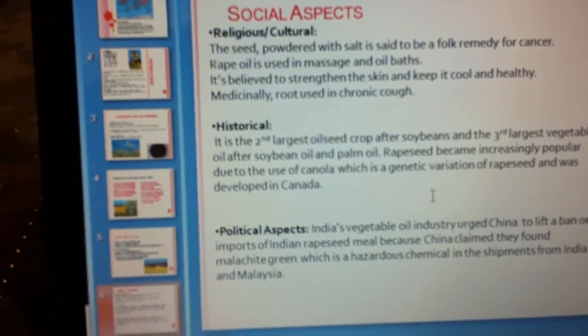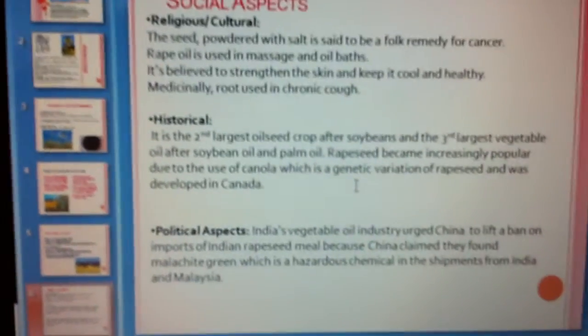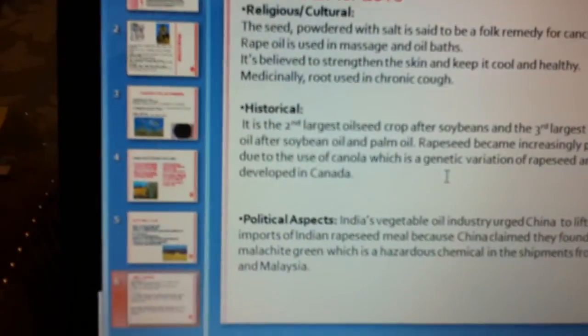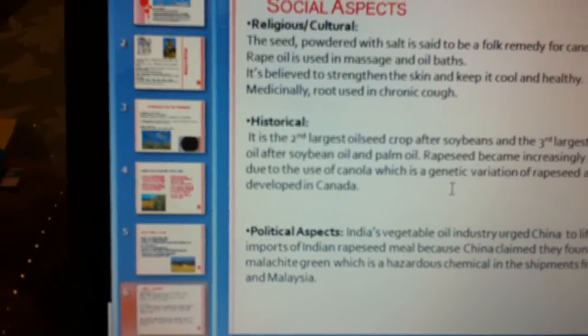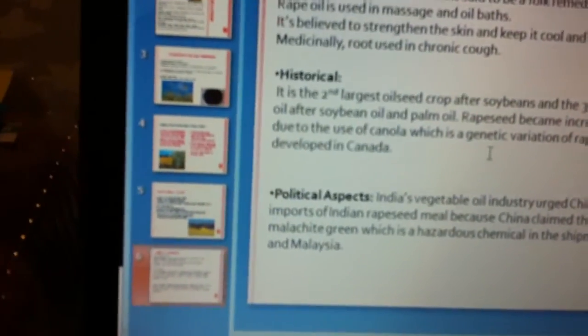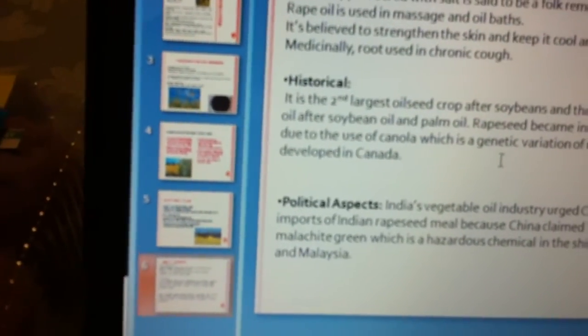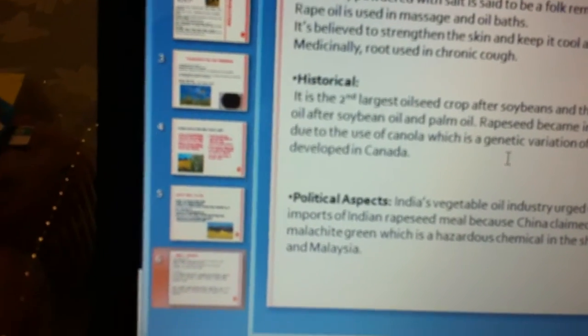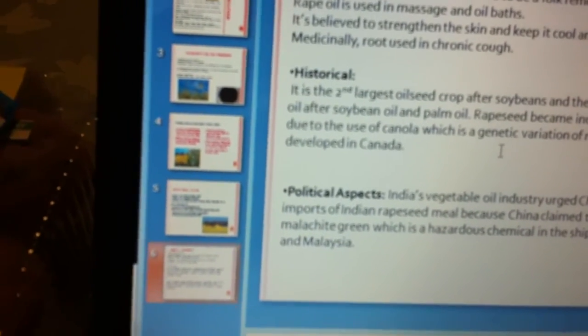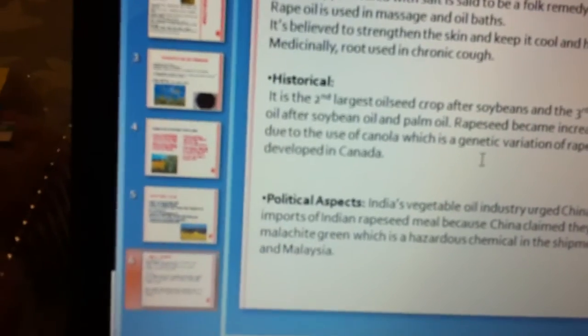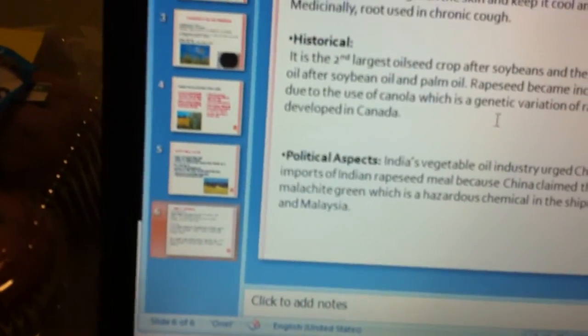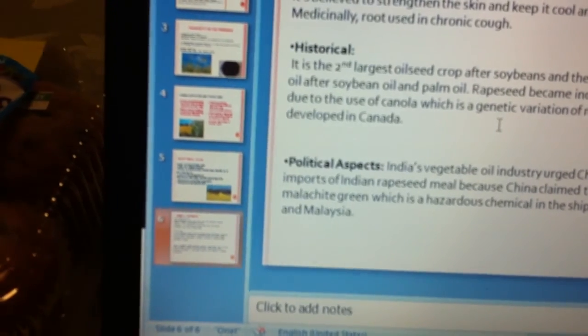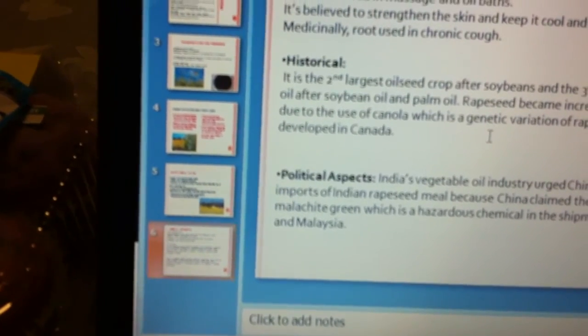Finally, I'm going to tell you guys about the political aspects of rapeseed, which is an article that I found and was dated in August of this year, so it's actually pretty recent. It was talking about how India's vegetable oil industry urged China to lift a ban on imports of Indian rapeseed meal, because China claimed that the shipments from India and Malaysia contain hazardous chemicals such as malachite green.